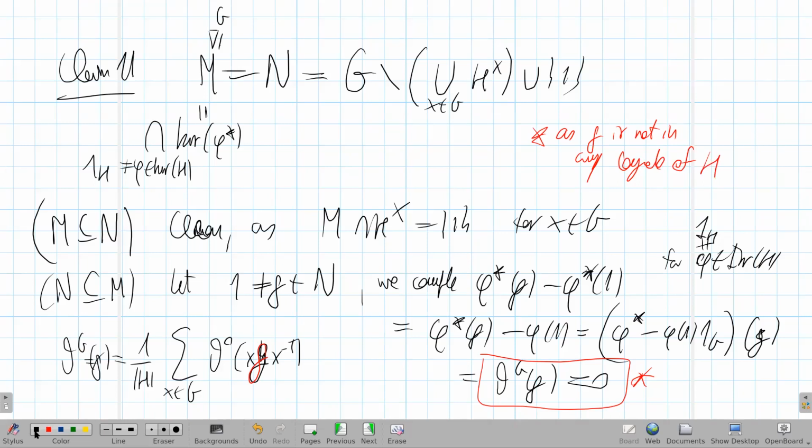Because we have proved that this N, this subset, is actually a subgroup, a normal subgroup of G. That's it. I finished slightly early, but this was a dense proof. And that's also the end of the course. Thanks for listening.